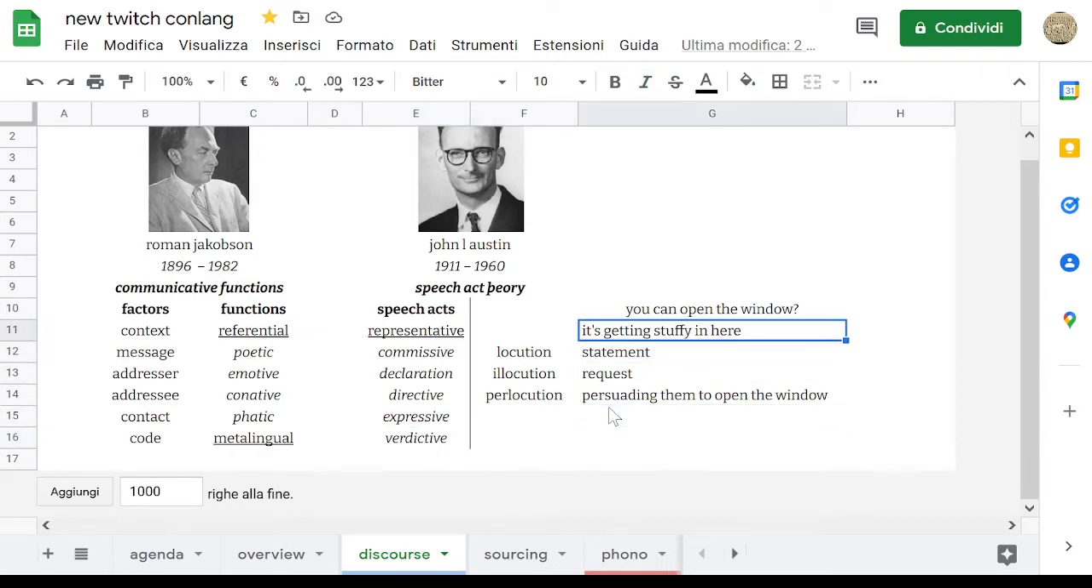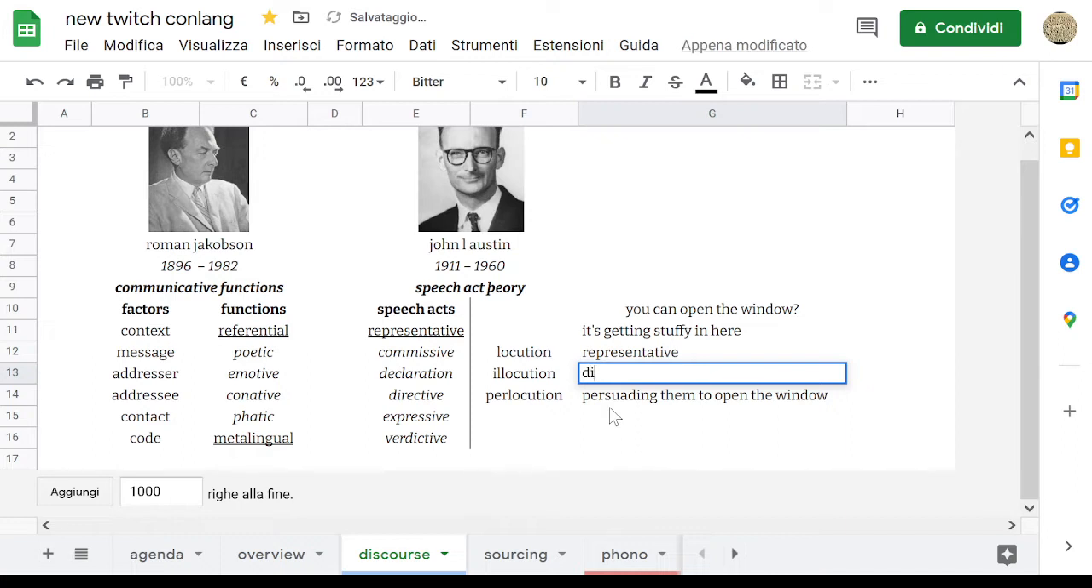So this here, it's getting stuffy in here, has representative locution, directive illocution. The perlocution tends to not really operate with the same framework. The perlocution is just whatever the outcome is of your speech. So it could persuade someone, it could put someone off, it could distance someone from you. So that is the perlocution.